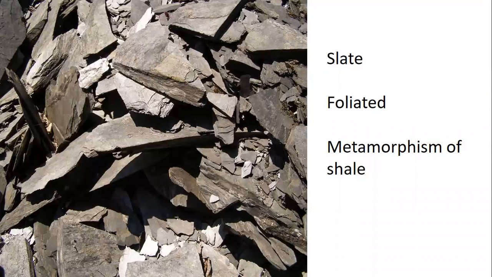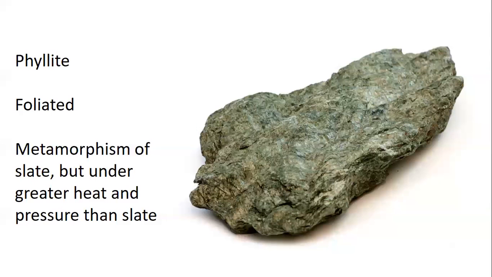So some common metamorphic rocks include the following. This here is slate, just like we saw earlier. And slate is foliated. You can see the bands. And it comes from shale, which is a sedimentary rock. This is phyllite. Phyllite is also foliated. It is a metamorphism of slate, but under greater heat and pressure than slate.